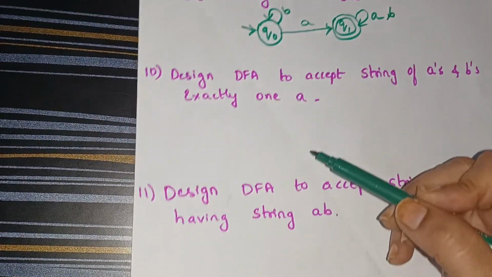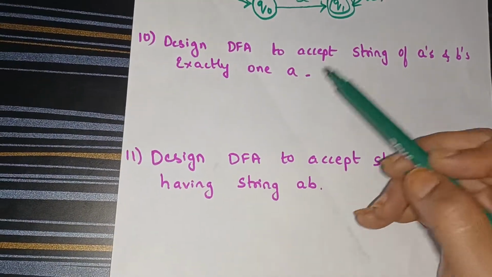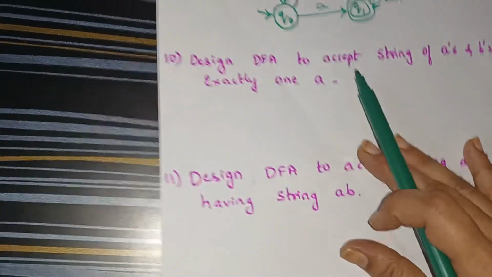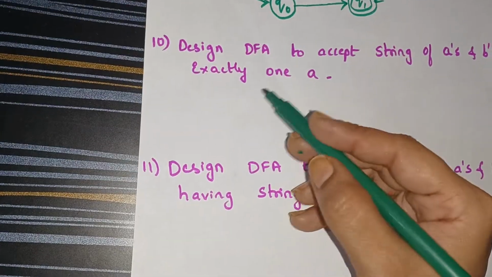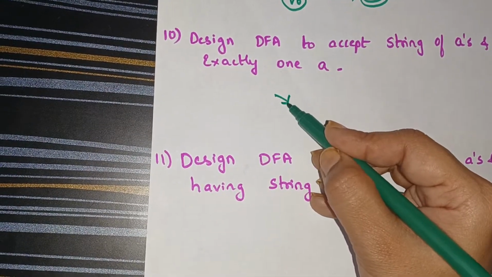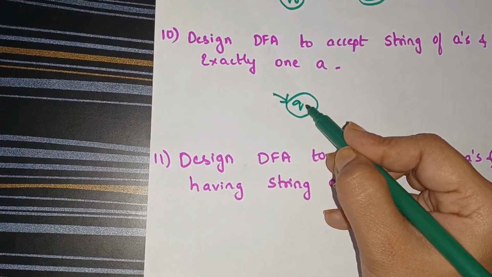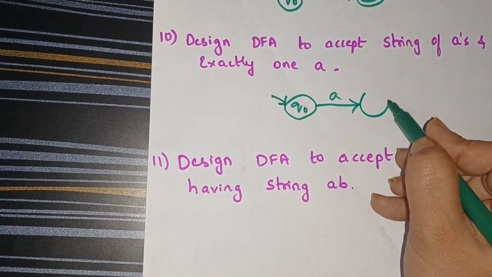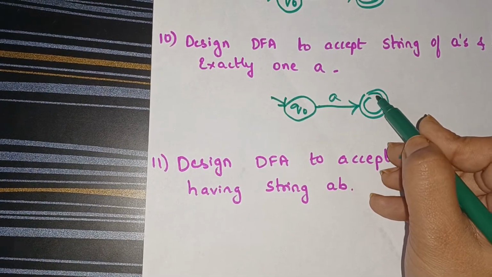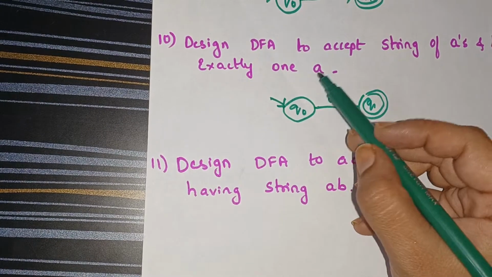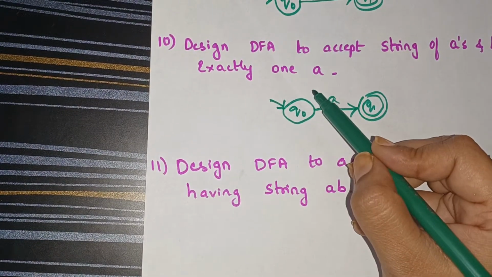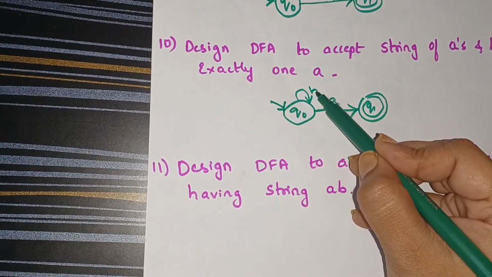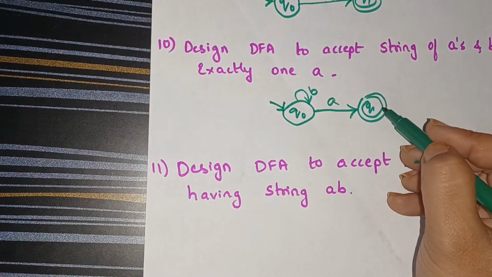Okay. Next we have: design a DFA to accept exactly one A for input A comma B. Here we will have start state Q0. The question is only one A, so we send this A to the final state, that is Q1. So the leftover input is B. Where will we send this B? We can self loop it.